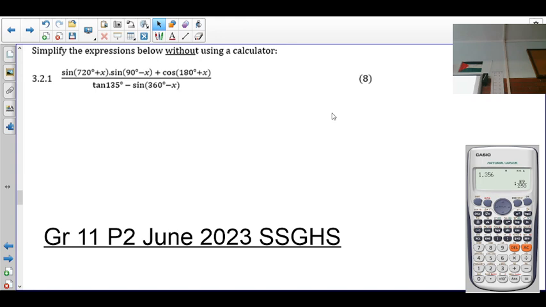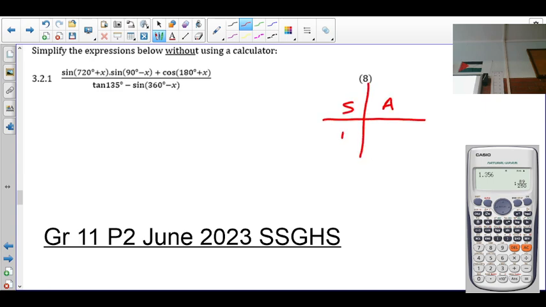So in 3.2.1 the question says sine of 720 plus x. If I subtract 360 from that I get 360 plus x, which takes you to the first quadrant. Or if I subtract 360 again, it takes you to just x. That is simply sine x times, 90 minus takes you into quadrant 1. Sine is positive, negative in that quadrant.